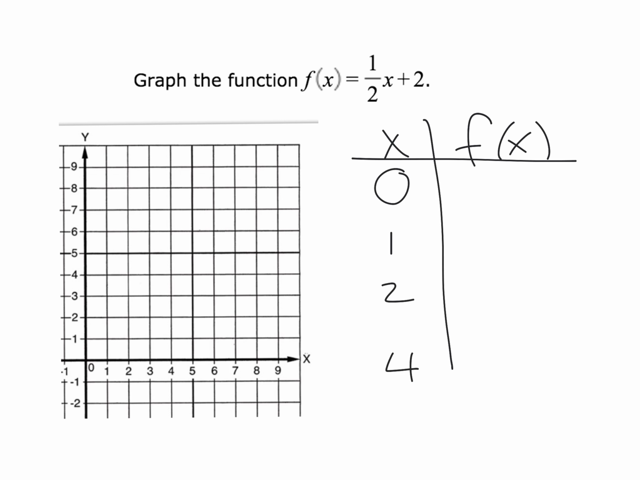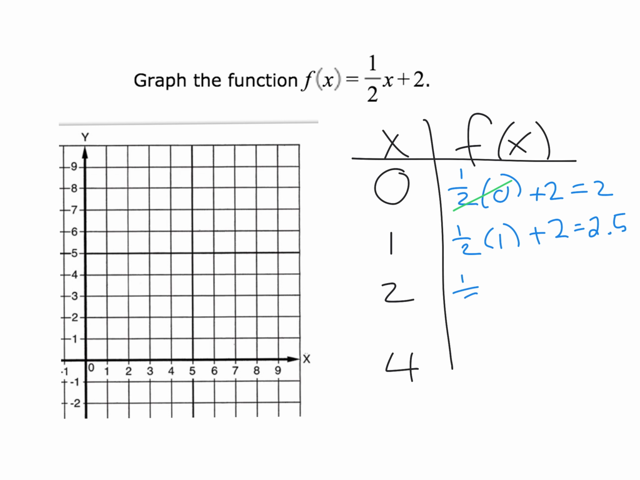Okay, so when x equals 0, f of x is 1/2 times 0 plus 2, and this goes away, so I just get 2. Okay, when x is 1, I get 1/2 times 1 plus 2. So I get 1/2 plus 2, so I can even write this as 2.5.